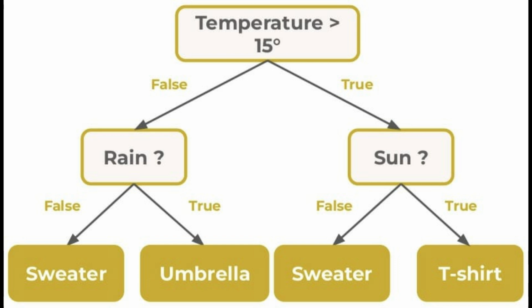Then we check sun. If sun is there, then we put on a t-shirt. Otherwise you go for a sweater. If temperature is less than 15, we go to the left side and see rain possibility. If rain possibility is there, then we go for an umbrella. Otherwise you go for a sweater. It simplifies the decision process.